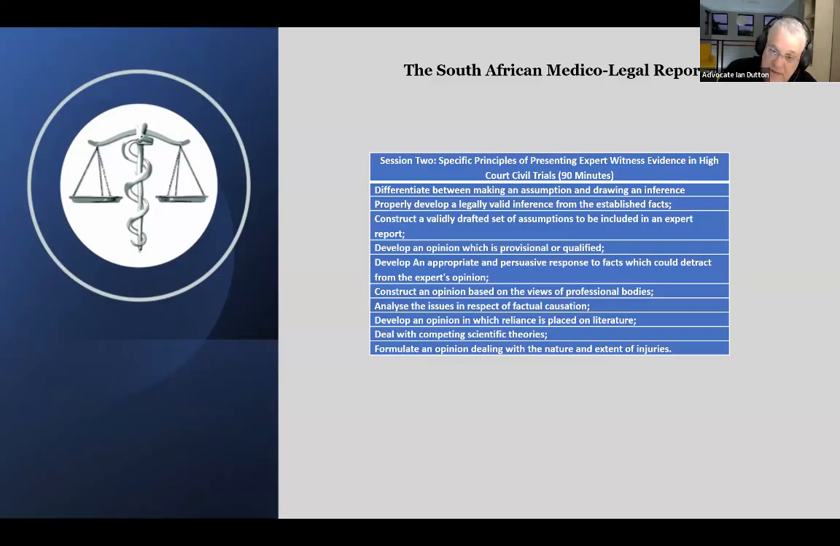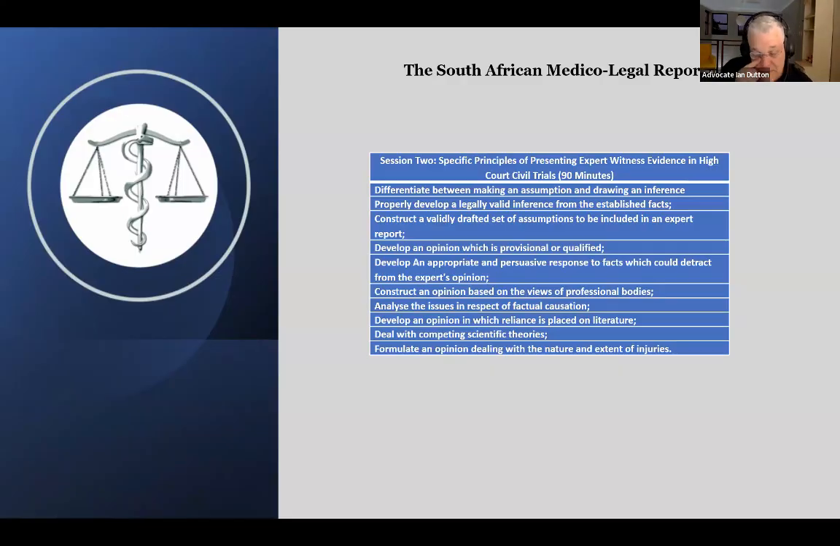And then the next one is developing an opinion which is provisional or qualified. So very often comes up in practice. You'll all know that you have to give a provisional report. It's something that I get asked about surprisingly often is addendums or supplementary reports. My feeling is that it is more or less the same turf as giving a provisional or qualified report. It's kind of a similar type of territory. But it's important to understand how to give a provisional or qualified report.